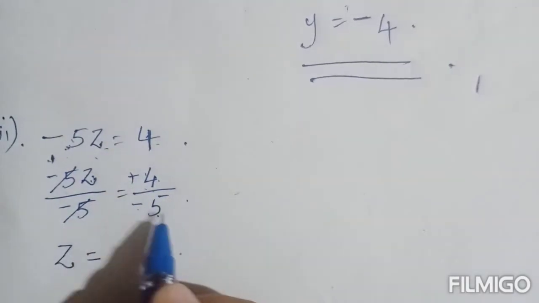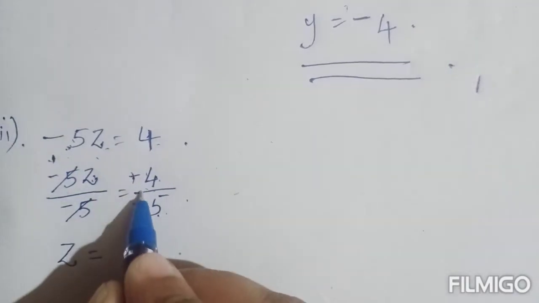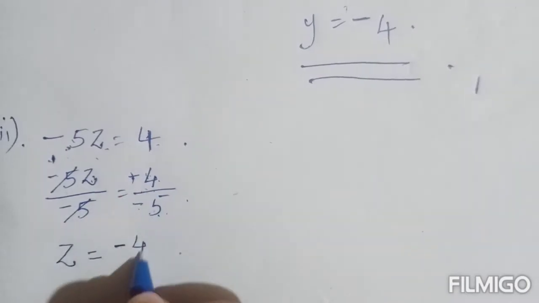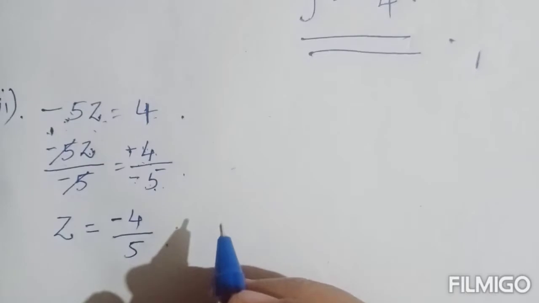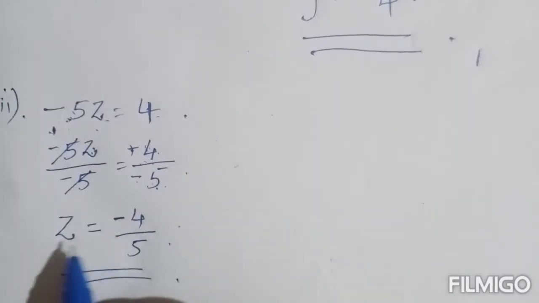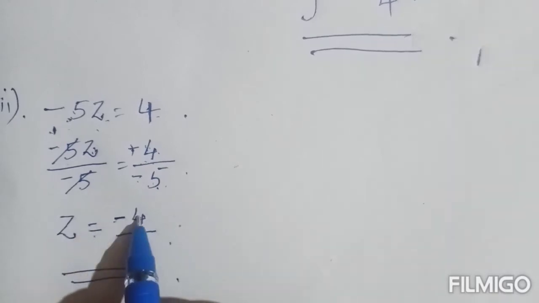Positive 4 by negative 5. So positive divided by negative, it is negative. 4 by 5, we can write that itself, 4 by 5. No need to divide that. So the answer will be z equal to minus 4 by 5.